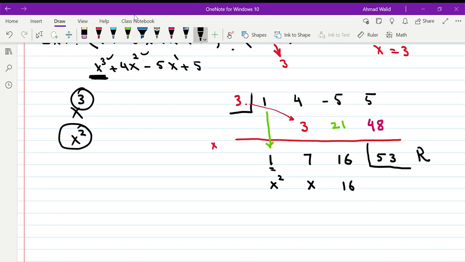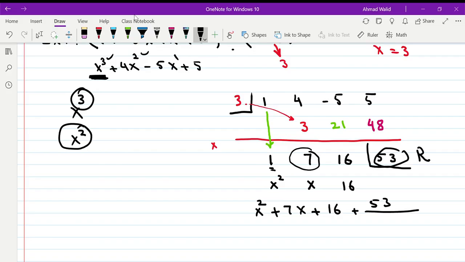Then my answer is x squared plus 7x plus 16, since the sign of 7 is positive, plus 53, my remainder, over what? Whatever the original was, x minus 3, the original divisor.